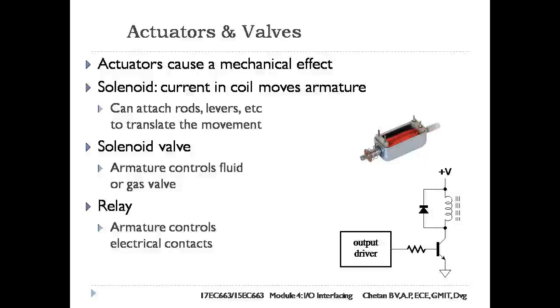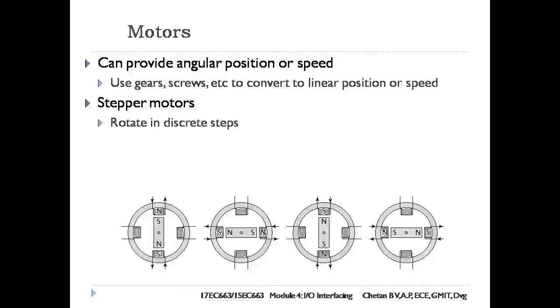Solenoid valves. The armature of a solenoid can be attached to a valve mechanism, allowing the solenoid to open and close the valve, thus regulating the flow of a fluid or gas. Solenoid relays. In these devices, the armature is attached to a set of electrical contacts. This helps to open or close an external circuit under digital control. Motors. Motors can control angular position or speed. The rotational position or motion can be converted to linear position or motion using gears, screws, and similar mechanical components.